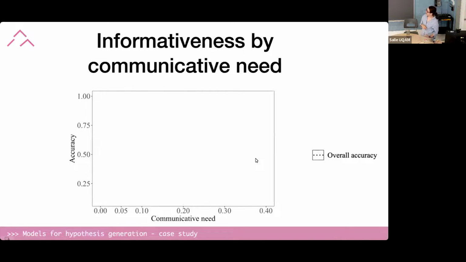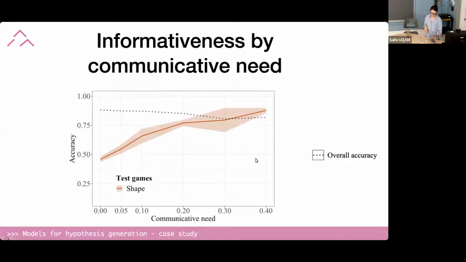And on the y-axis, we just have accuracy. If they're inaccurate at a game, they're losing information, meaning they were not able to correctly communicate. So we can measure how much information is being lost between the agents. Here I'm plotting the performance of the models on test shape games as a function of how many shape games they saw during training. And as we see, probably not surprisingly, as we introduce more and more shape games, models start to develop languages that allow them to make more and more shape distinctions. They do better and better at shape games.